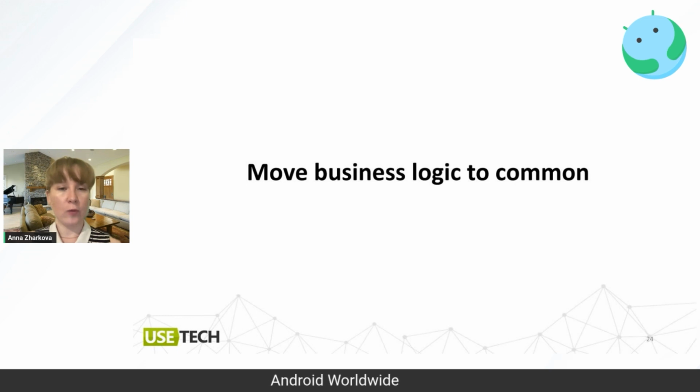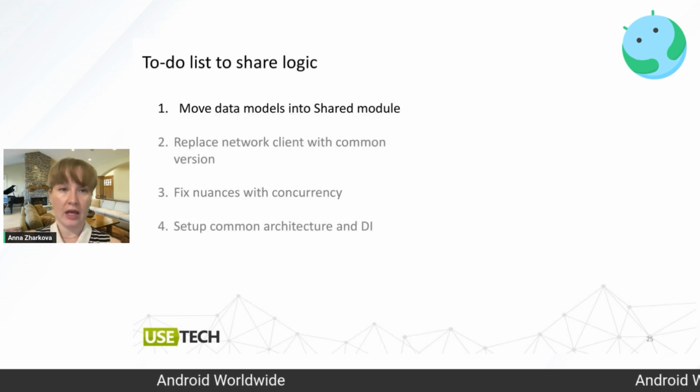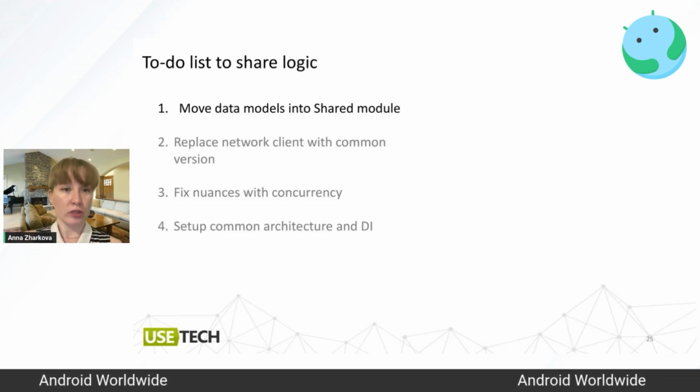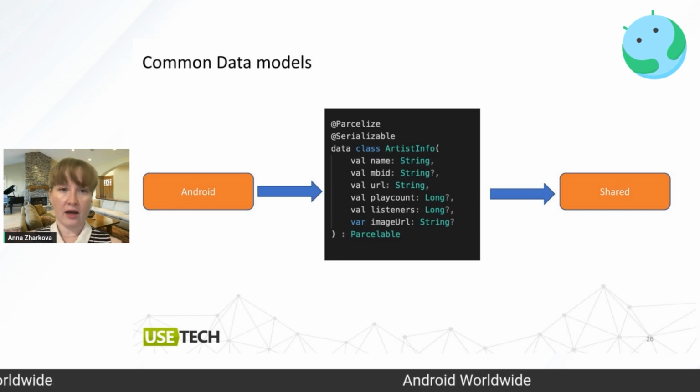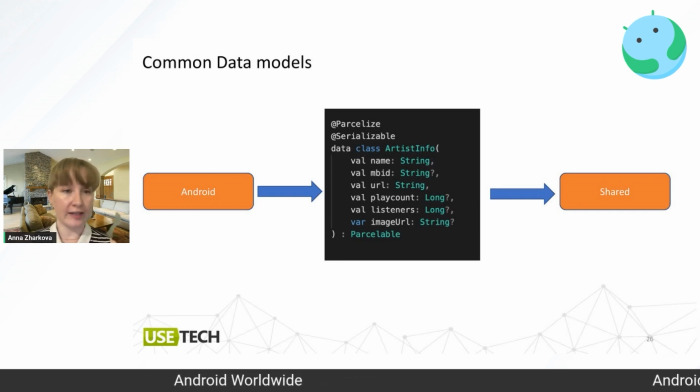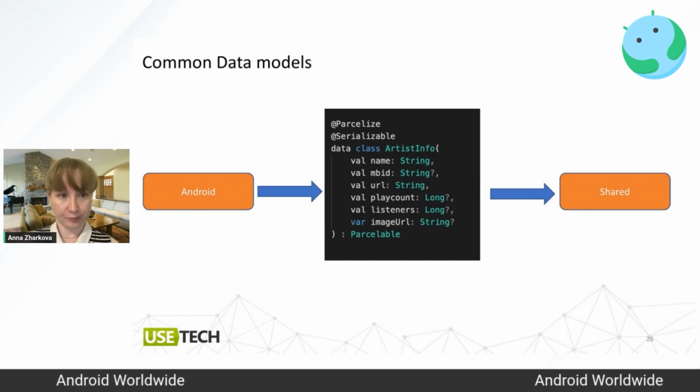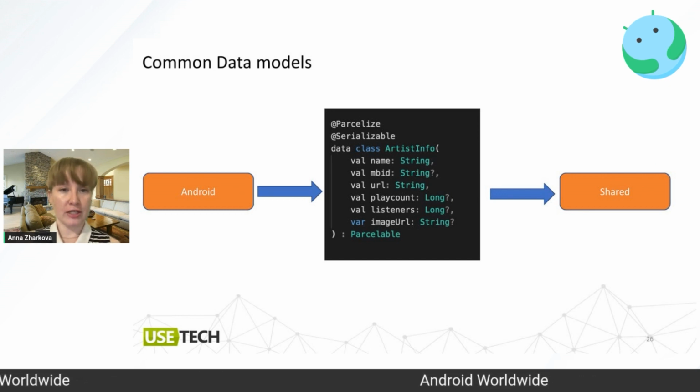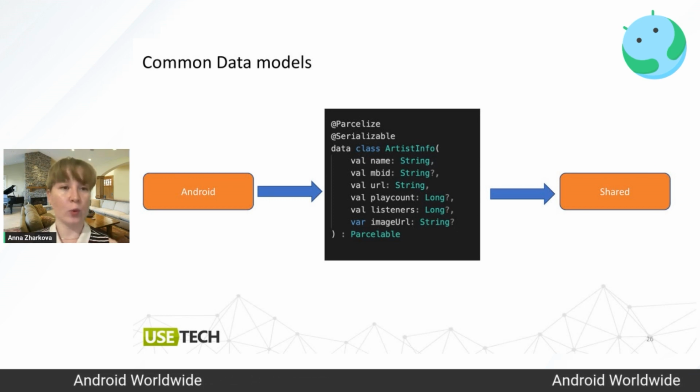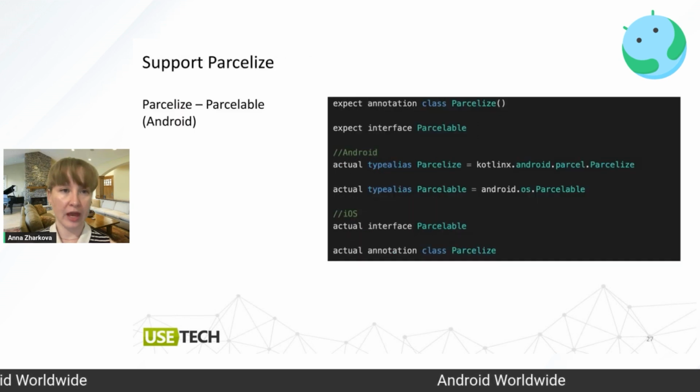Now let's move our business logic to the common module. So at first, we need to deal with data models. Our data models by default use Parcelize and Serializable annotations, and of course the Parcelable interface. So it is what we have when we work with Android.